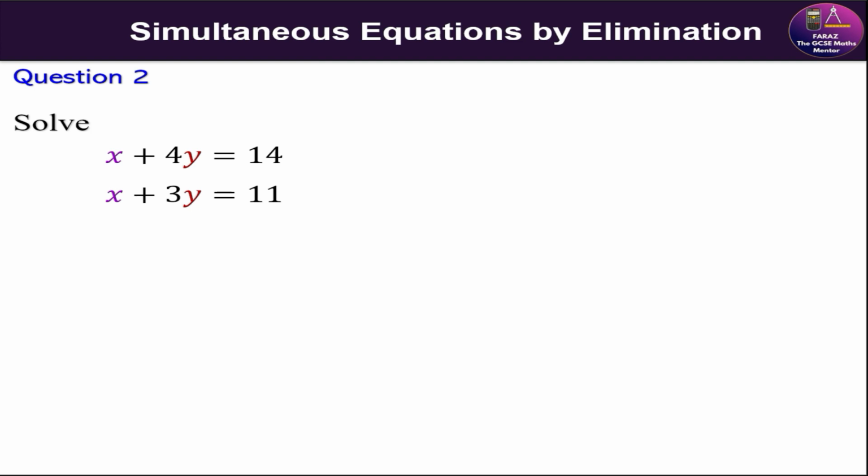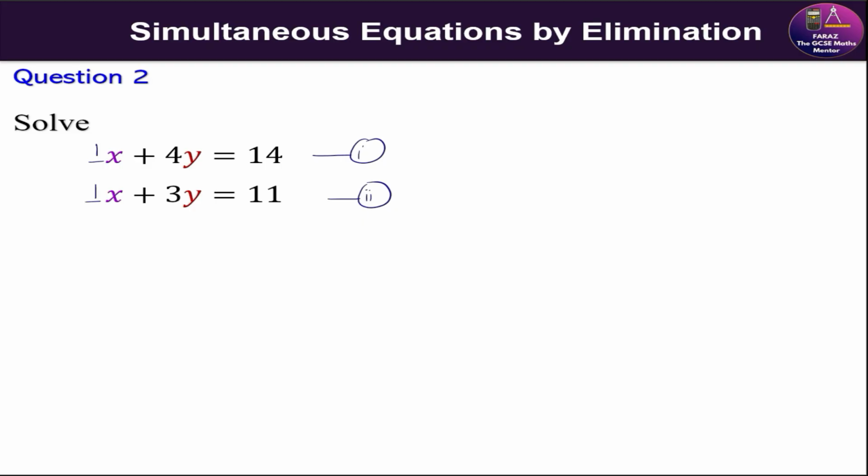Question number 2. Again, we have to do the elimination here. As the variable x is the same in both equations, the coefficient of x is 1 in the first equation, and in the second equation it is also 1. So in both equations you have the same coefficients. It means we can easily do the elimination without making the coefficients the same, because the coefficient of x is already the same in both of the equations.